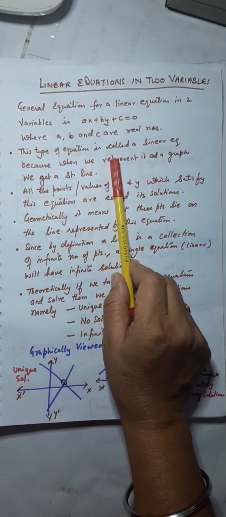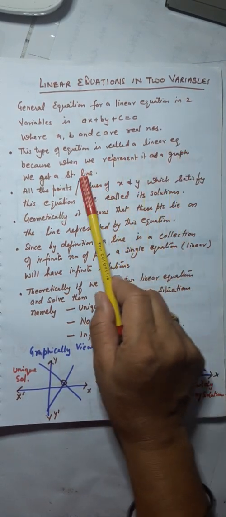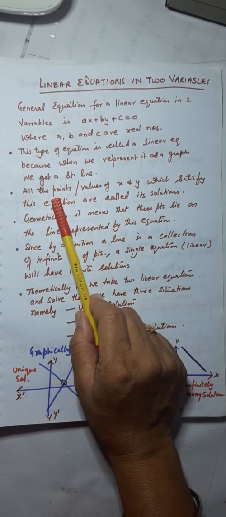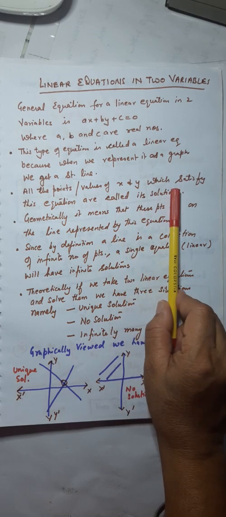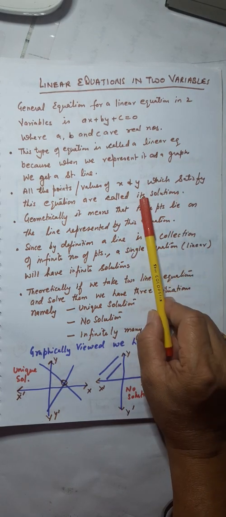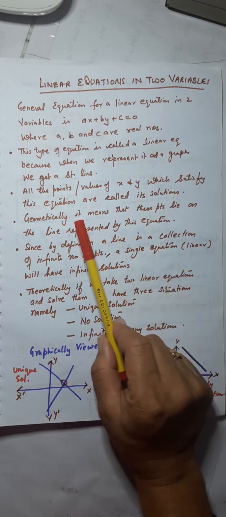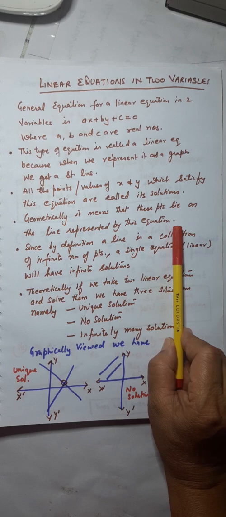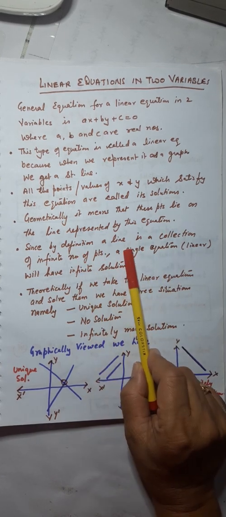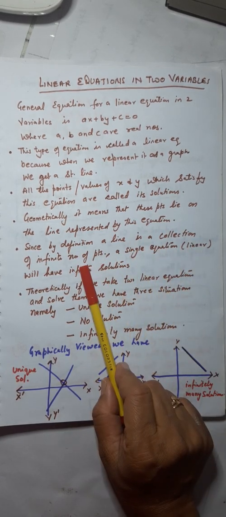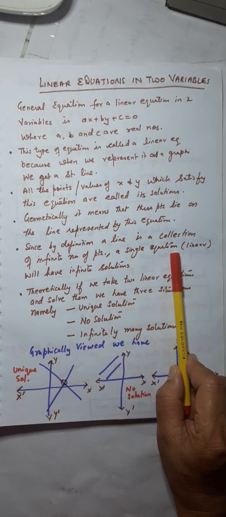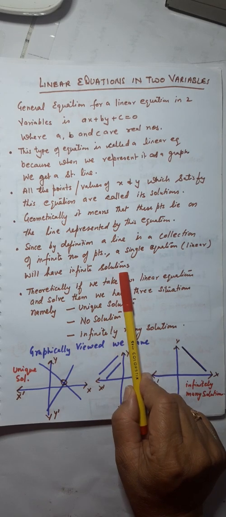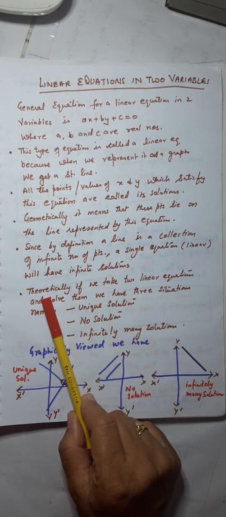This type of equation is called a linear equation because when we represent it as a graph, we get a straight line. All the points or values of x and y which satisfy this equation are called its solutions. Geometrically, it means that these points lie on the line represented by this equation. Since by definition a line is a collection of an infinite number of points, a single linear equation will have infinite solutions as all the points will be lying on it.